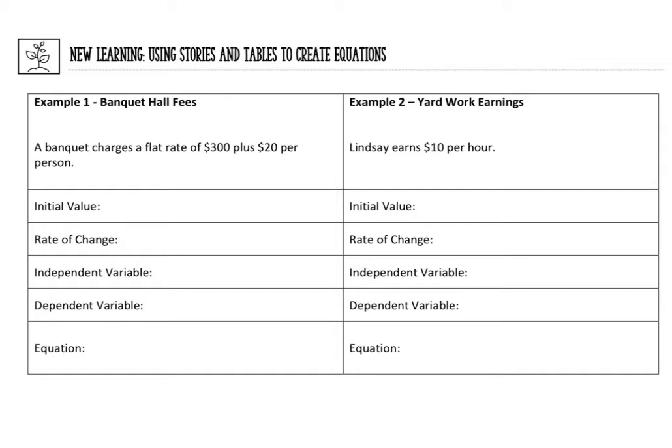In order to create our equation, we're going to need to know both the rate of change and the initial value. In a story, we can look for the word per to help us determine the rate of change. We know that the number that will come before the word per, or for each, or for every, is going to be the rate of change. So in this case, we have $20 per person as our rate of change.